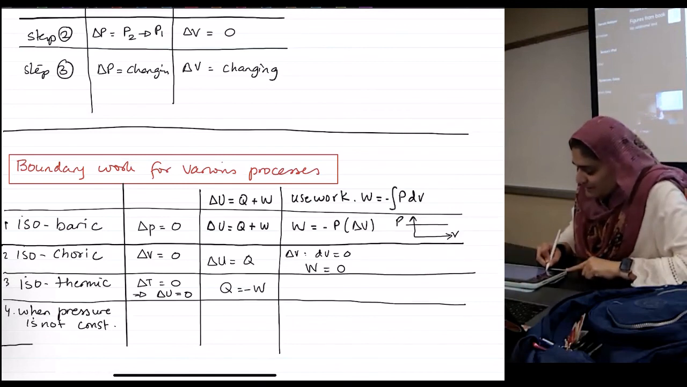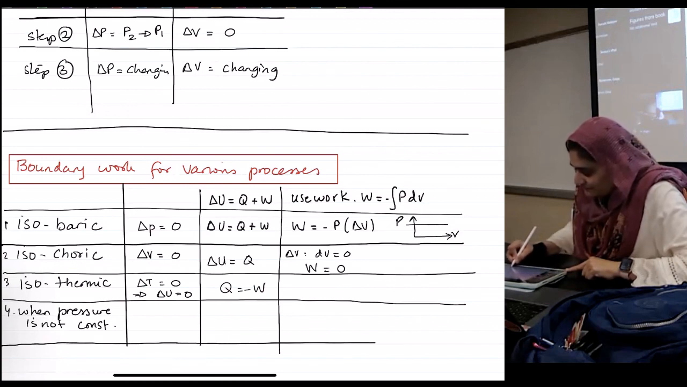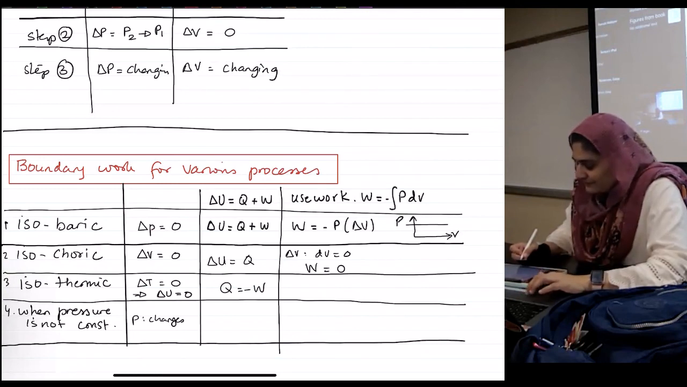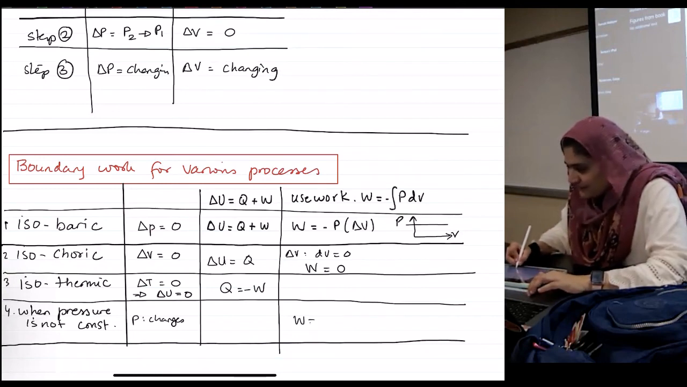So when pressure is not constant, what does that mean? P changes, which means W will now be written as negative P dV.